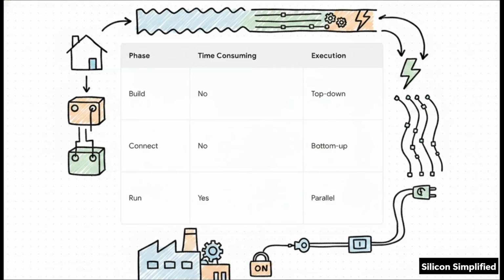So UVM uses phases. The build phase is where components are created, top-down. But the magic really happens in the connect phase and the run phase. The connect phase is non-time consuming, meaning it executes in zero simulation time. This bottom-up phase is where we wire together all our communication ports. Later, the actual data moves during the run phase. That's a time-consuming phase where all components execute in parallel using threads, kind of like a fork join. Bottom line, you literally have to wire the factory before you turn on the power.